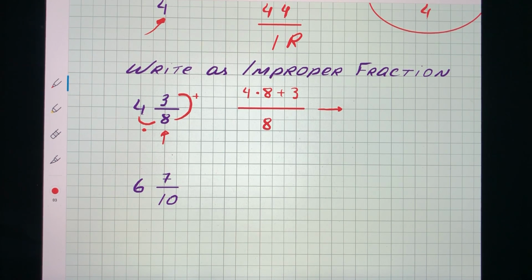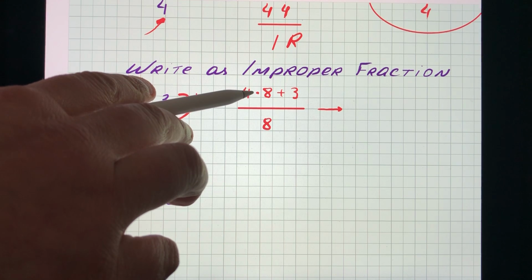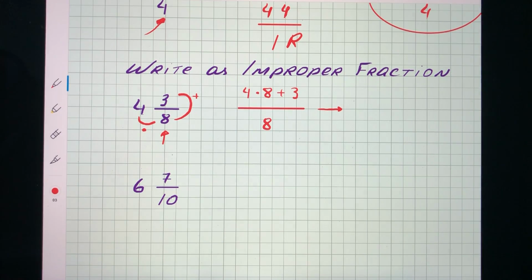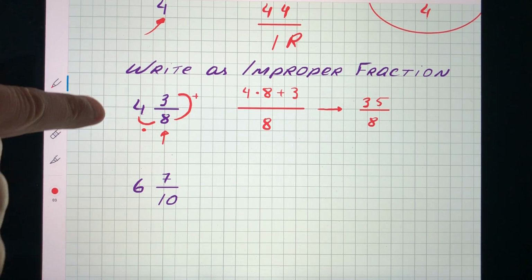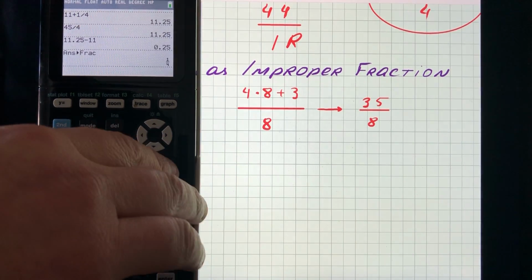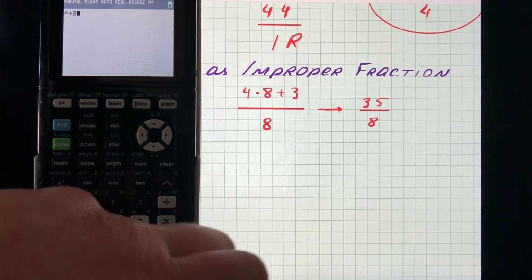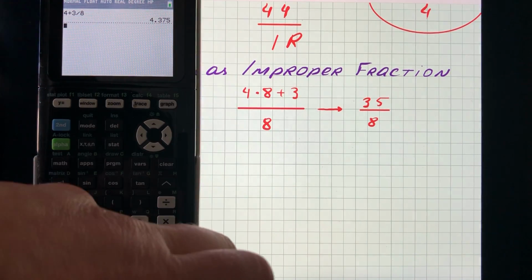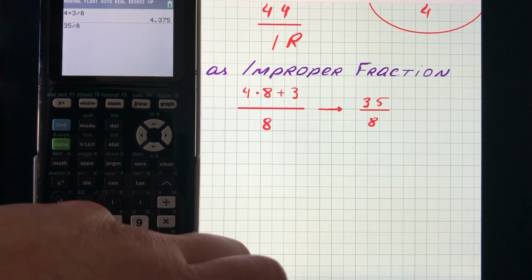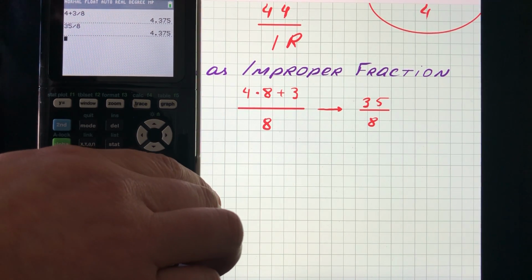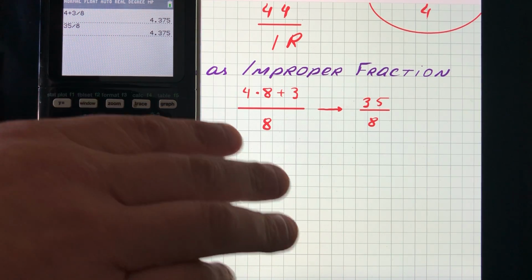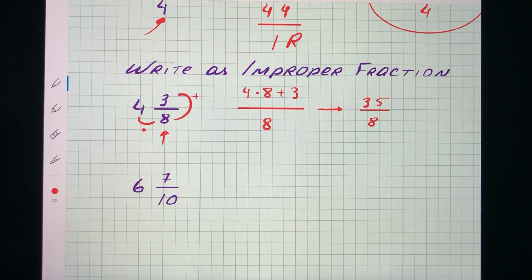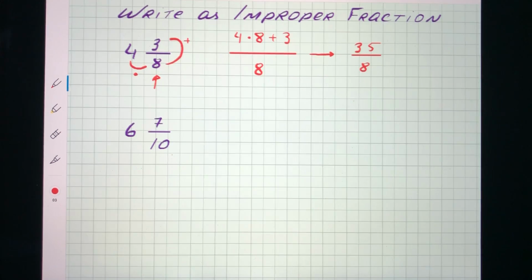All we have to do is multiply. 4 times 8 is 32. 32 plus 3 is 35. So we have 35 divided by 8. Now let's check with the calculator and see if it actually worked. So we have 4 plus 3/8. Let's see. 4 plus 3 divided by 8. That's the original decimal, 4.375. Now let's see if 35 divided by 8 makes the same decimal. It does, which means we have done the conversion correctly, because we get the same result no matter how we type it in. One more example, and that would be the end for this note.